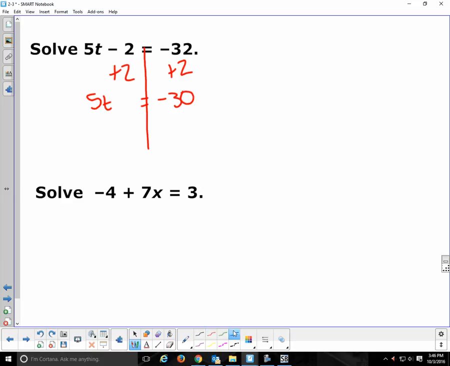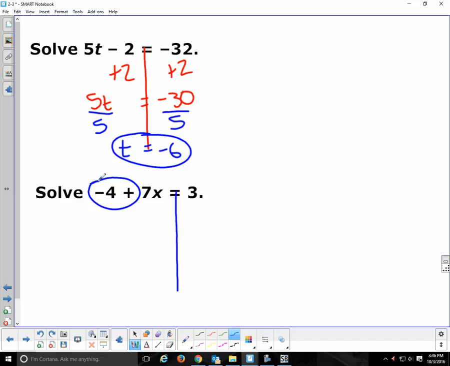And then it's 5 times t. So I'm going to divide both sides by 5. I get that t equals negative 6. Next one, same idea, and you can always work faster than me if you want. I've got a plus negative 4 here.